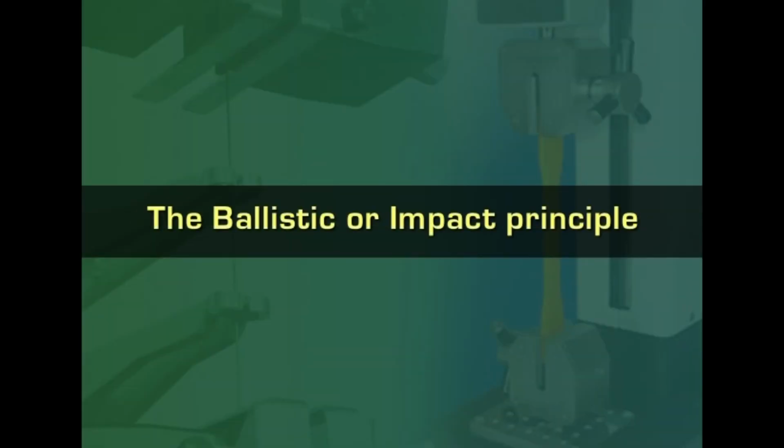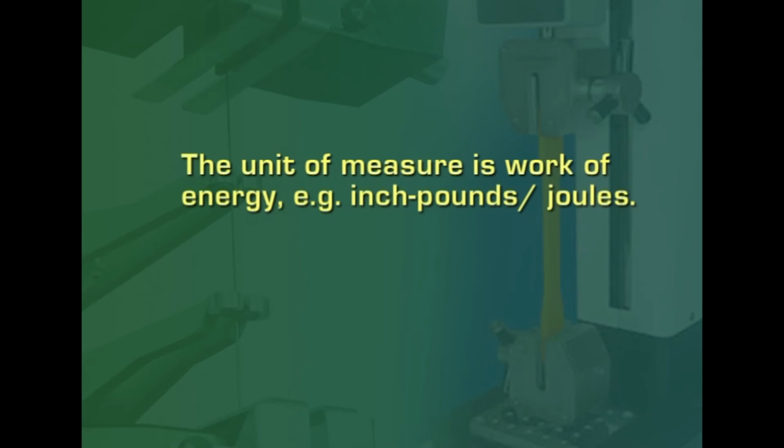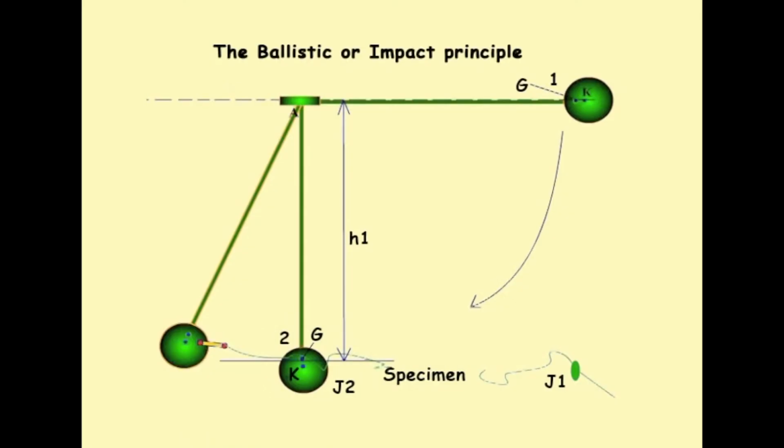Then coming to the ballistic or impact principle, this facilitates measuring the work of rupture rather than the maximum load required to break the specimen, and therefore, the unit of measure is work or energy, that is, for example, it may be inch-pounds or it may be in joules. Results of the instruments based on this principle cannot be compared with the results from the instruments based on other principles. So, as shown in the figure drawing, a heavy pendulum is pivoted at A.